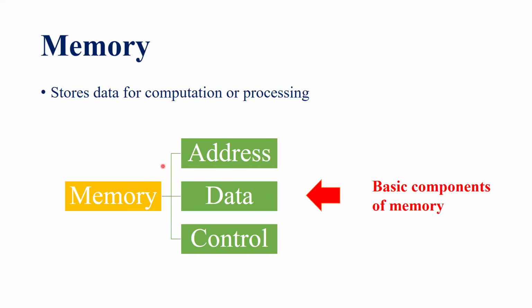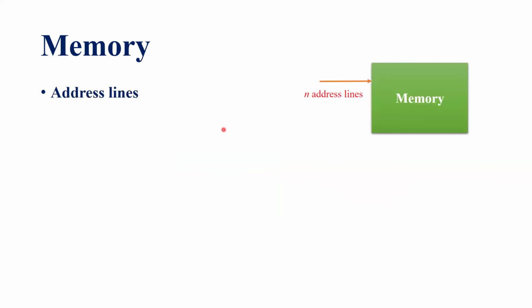So in terms of a schematic diagram, we can see that the memory has three main components. First one is address lines or address bus. Second one is data lines or data bus. And third one is control lines or control bus. So these are the main elements or components of a memory.